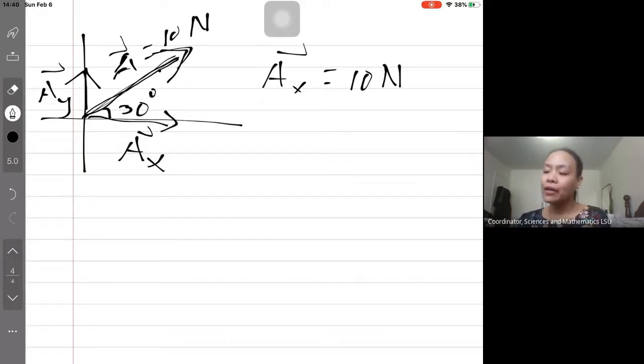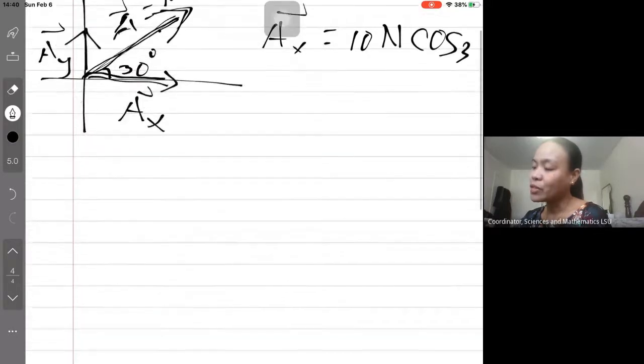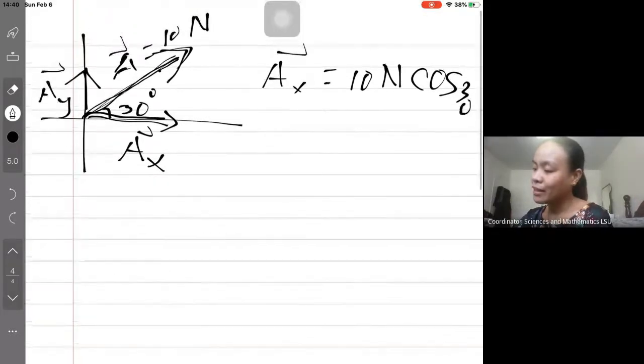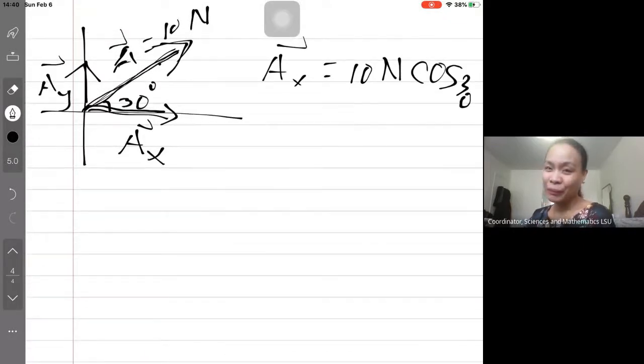So here, our x component is adjacent. What is adjacent? It is near. So we are going to use cosine theta for that one, or cosine 30. This should be 30 here. I cannot draw. So that would be cosine 30. So the x component of vector A is 10 times cosine 30.